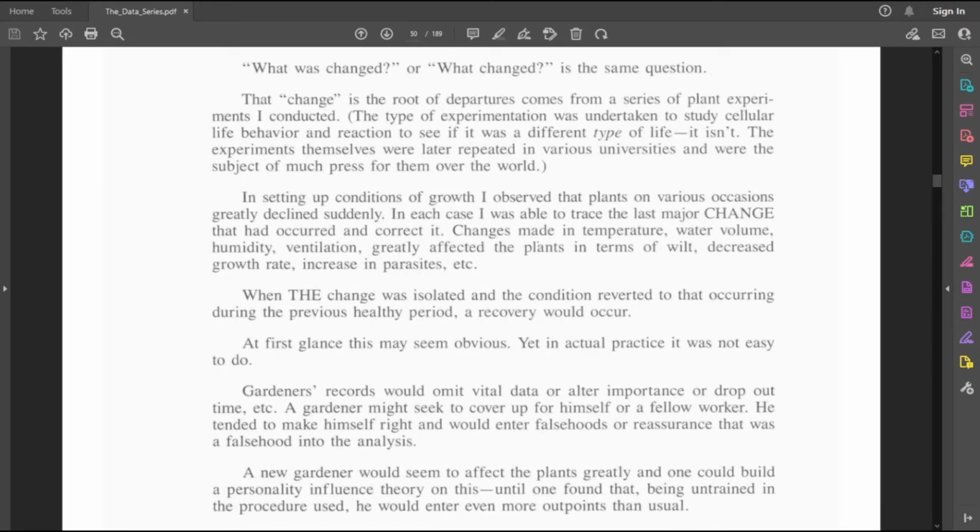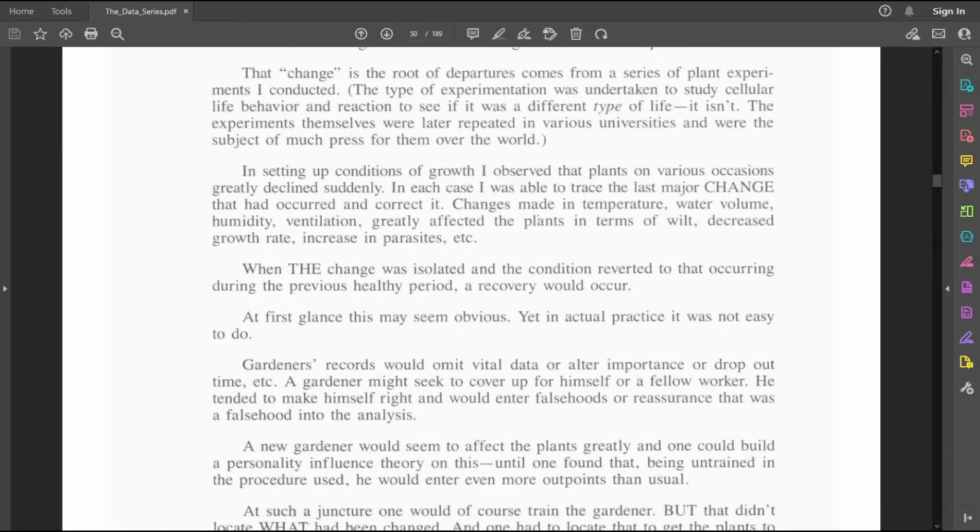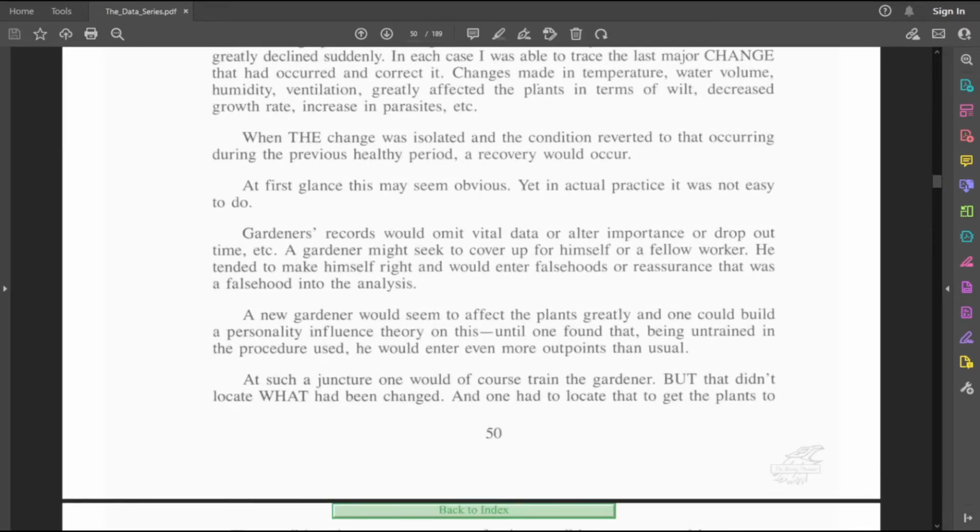In each case, I was able to trace the last major change that had occurred and correct it. Changes made in temperature, water volume, humidity, ventilation greatly affected the plants in terms of wilt, decreased growth rate, increase in parasites, etc. When the change was isolated and the condition reverted to that occurring during the previous healthy period, a recovery would occur. At first glance, this may seem obvious, yet in actual practice it was not easy to do.